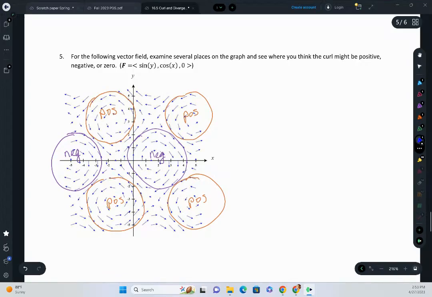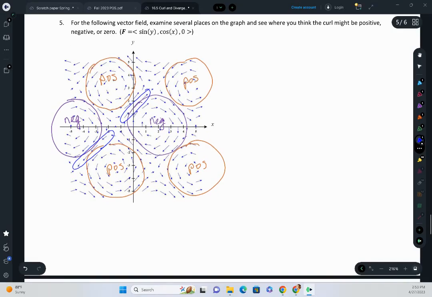All right, but we were asked about where it might be zero as well. So notice in between the negative and the positive, there are some vectors that are just very nicely flowing straight through. You can see a nice long region of those right here. So those are all zero. Zero curl there and there. Zero curl there and there.